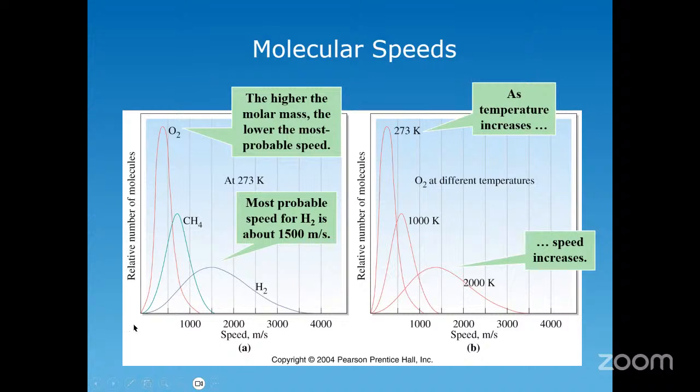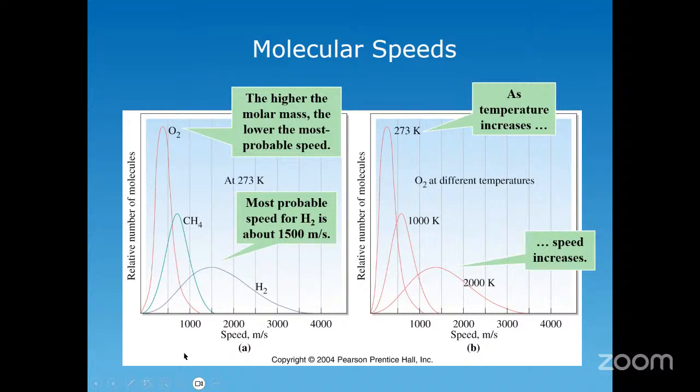Plotted on the y-axis, we have the relative number of molecules. Plotted on the x-axis, we have the speeds. And then we have three curves, which show you the distribution of speeds for three different gases. Oxygen, which is the pink line, methane, which is the green line, and hydrogen, which looks purple, down here. So these are the distributions of speeds for the different gases.